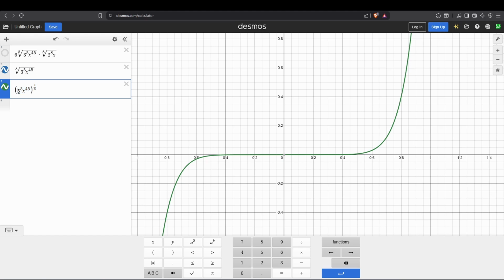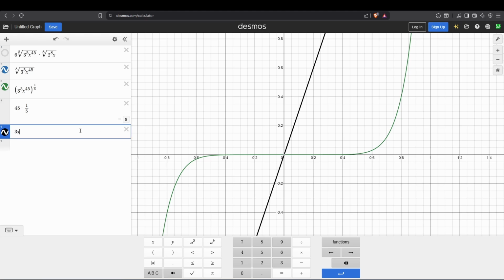Now, with this exponent rule, you're just multiplying the exponents. So you're multiplying 3 to the 5th by 1/5, which is pretty much 5 times 1/5. What is 5 times 1/5? That's 1. So we can rewrite the first one as 3 to the 1, which is just 3. And now the second part is x to the 45th. What's 45 times 1/5? That is 9. So we have 3x to the 9th.